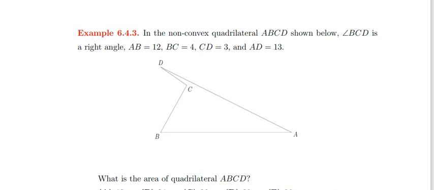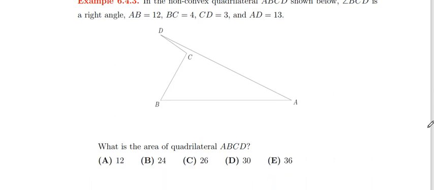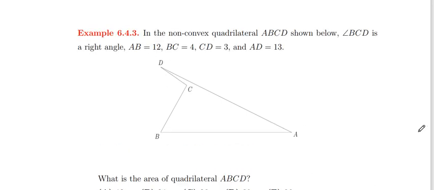Okay, so for this problem, we want to find the area of this quadrilateral ABCD. So this is, let's say, BCD. This angle is a right angle. BCD. So let's connect this.